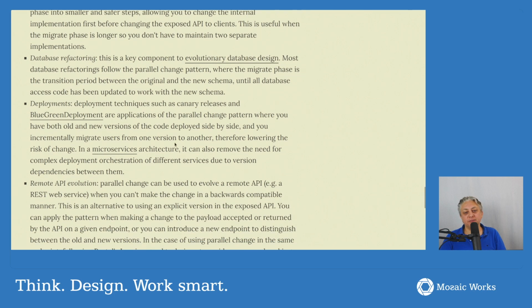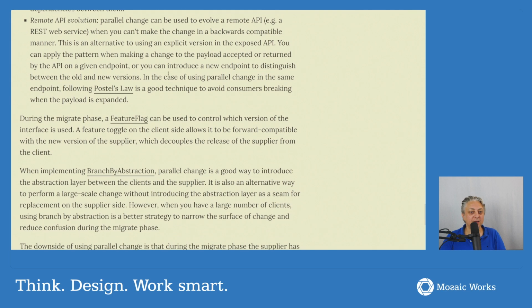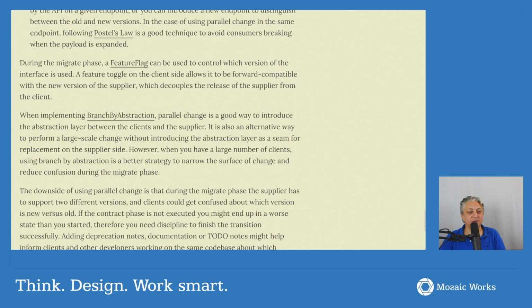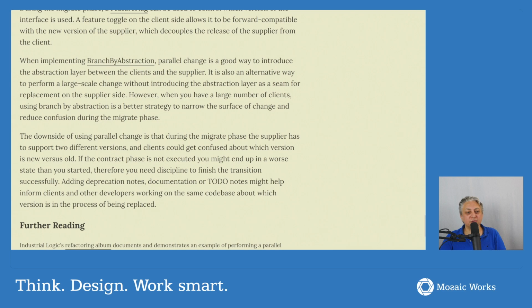Database refactoring, basically the same thing. If you want to change some columns in your tables, you can first add the new columns, then move the data, and then remove the old columns. Deployment techniques such as canary releases and blue-green deployment, so basically what we discussed. Remote API evolution, as an alternative to specifying the version. You can use feature flags, and you can also use branch by abstraction, which is another pattern.